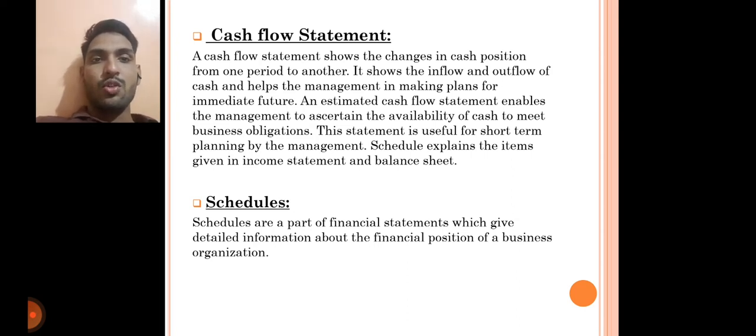The fifth one is the schedule. Schedules are the part of financial statements which give detailed information about the financial position of a business organization.